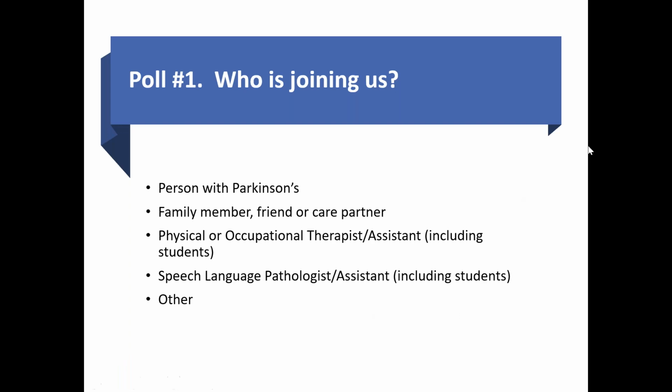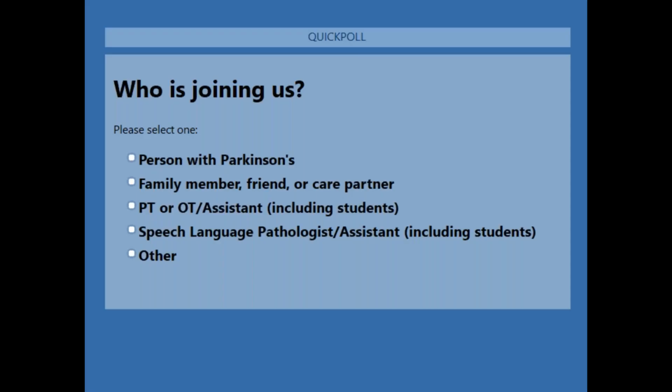Before we really jump into the content, we did want to get to know who's in our audience today. So I'm going to pull up a poll, and if we can have you select which option best applies to you so we know who's joining us. So either a person with Parkinson's, family member, friend, or care partner, physical or occupational therapist or assistant, or a speech language pathologist or assistant, or another category. So I should have this on the screen. So if you don't mind just clicking what best applies to you so we know who's in our audience here today.